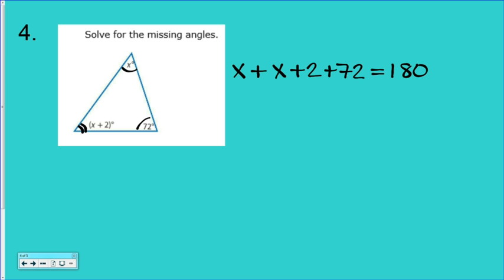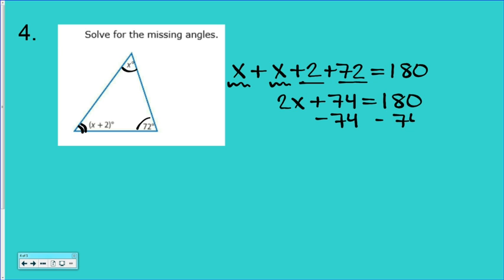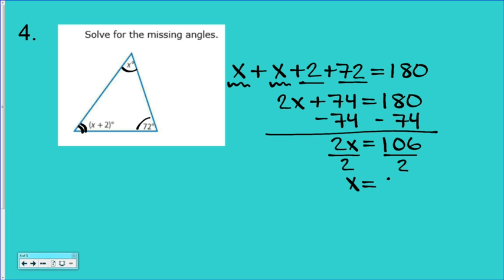Now, combine your like terms. We have an x and another x, which gives me 2x. And then I have 2 and 72, which makes 74. Subtract 74 from both sides. 2x equals 106. Divide by 2, x equals 53.